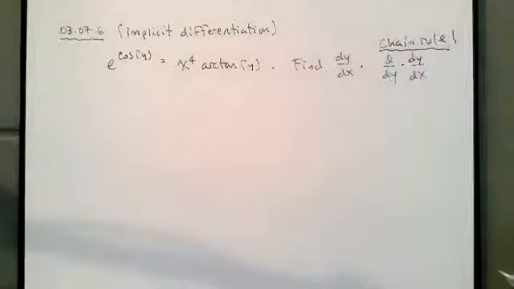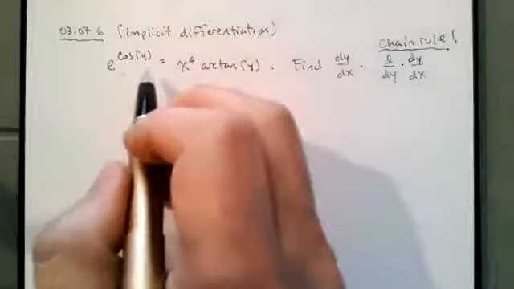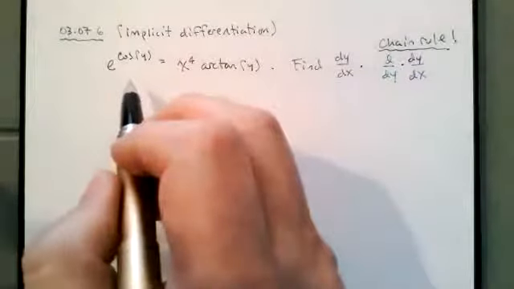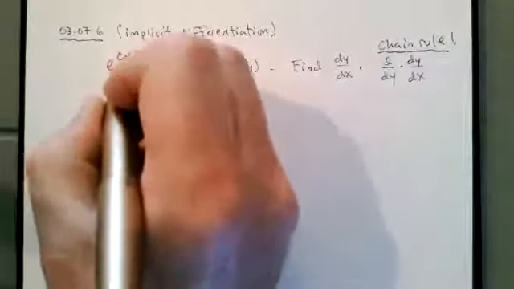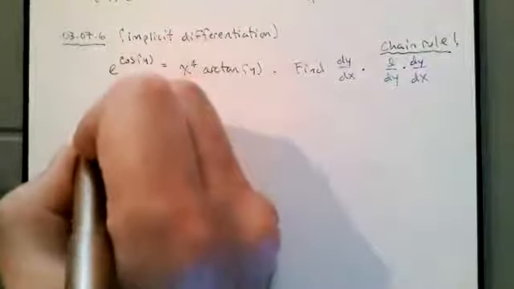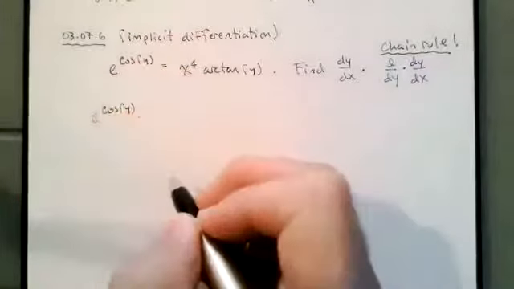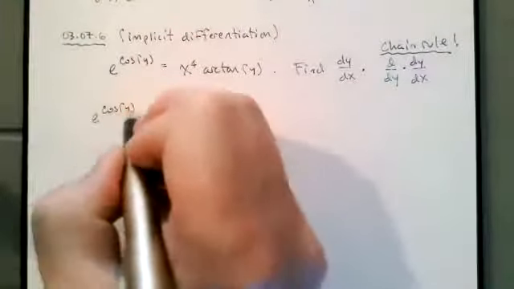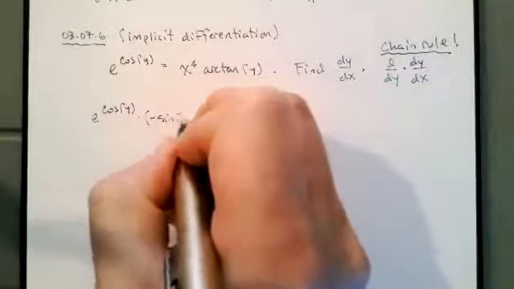All right, we also have to remember all our other rules for taking derivatives. So good training exercise. Let's look at the left. We want to take the derivative with respect to x of e to the cosine of y. The derivative of e to the something is e to the thing times the derivative of the thing. So now we need to multiply by the derivative of cosine of y, which is negative sine y.